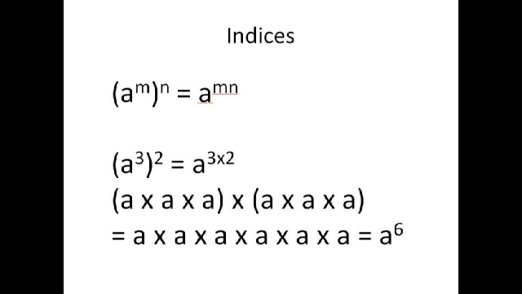A to the m, to the power of n, is the same as a to the m times a to the m times a to the m, however many times. So it'll be n many times. So this is the same as a to the m times n. Again, example is the easiest way to show this. So a to the 3, to the 2, is the same as a to the 3 times 2, because a to the 3 is a times a times a. And if we're going to square all of that, we'll times it by that again. So a times a times a times a times a times a, which is a to the 6. And a to the 6 is the same as a to the 3 times 2.